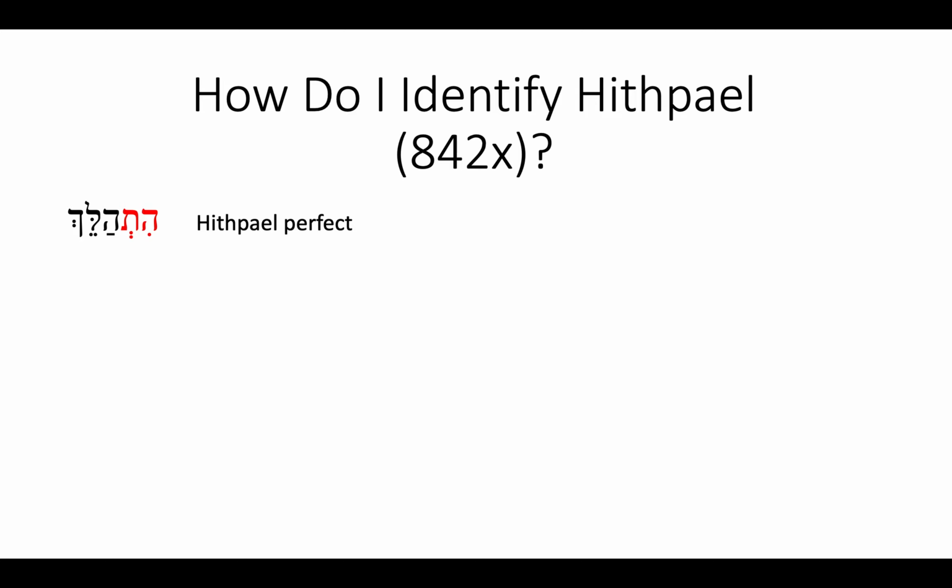So remember, right now, at least, we're dealing with perfect verbs. So remember, suffixes indicating person, number, and gender show up at the end of the word. So like Hifil is marked with a hey at the beginning of the verb, and Nifal is marked with a nun at the beginning of the verb. The Hithpael is marked with two letters, so a hey and a taf at the beginning of the verb. So hit halech.